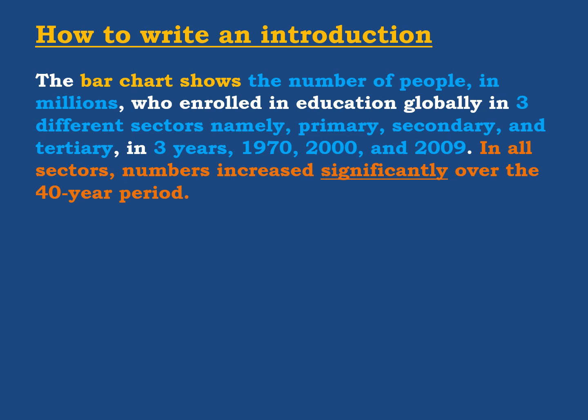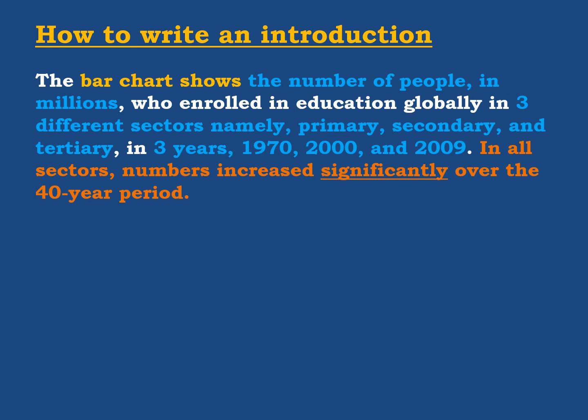So the bar chart shows the number of people in millions who enrolled in education globally in 3 different sectors. What are these sectors? Namely, primary, secondary, and tertiary, in 3 years. You remember the years? 1970, 2000, 2009? Again, you have to mention that. In 3 years. So this is the next element. And again, you can put the years: 1970, 2000, and 2009.